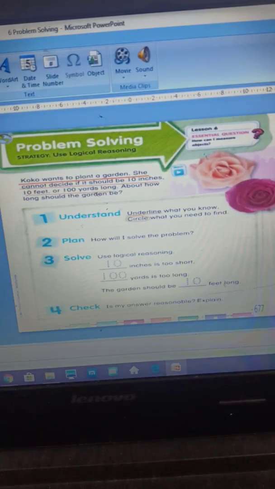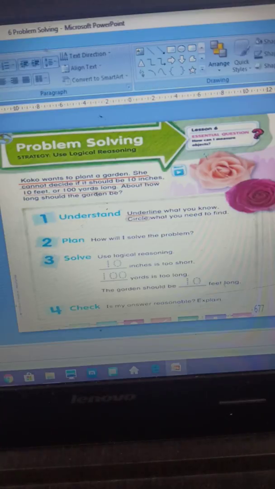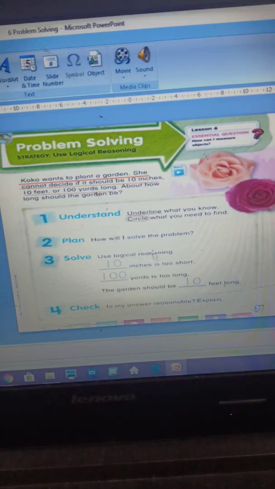So, we will now find out what the answer is. We will circle what we need to find. The question we have to solve is: about how long should the garden be? We will choose among the 10 inches, the 10 feet, and the 100 yards as the size of the garden. How will we solve the problem? We will use our logical reasoning.